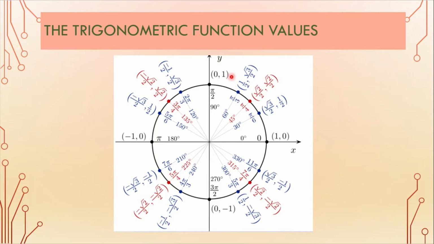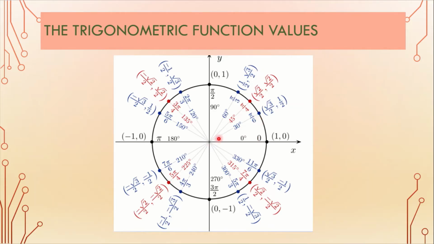Okay, and then you look at the cosine value of 60 degrees. Cosine of 60 degrees will give you 1 half, and the sine of 60 degrees will give you square root of 3 all over 2. Now, it's easy for you to memorize these trigonometric function values by simply visualizing the location of the point.